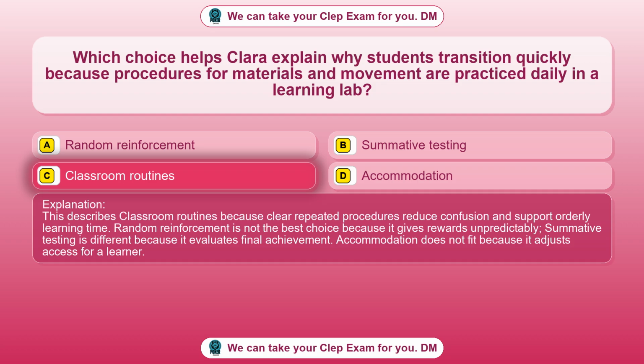This describes classroom routines because clear repeated procedures reduce confusion and support orderly learning time. Random reinforcement is not the best choice because it gives rewards unpredictably. Summative testing is different because it evaluates final achievement. Accommodation does not fit because it adjusts access for a learner.